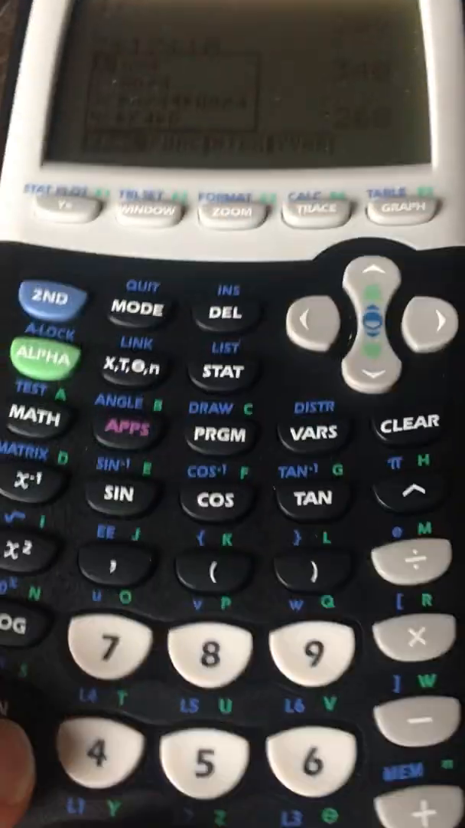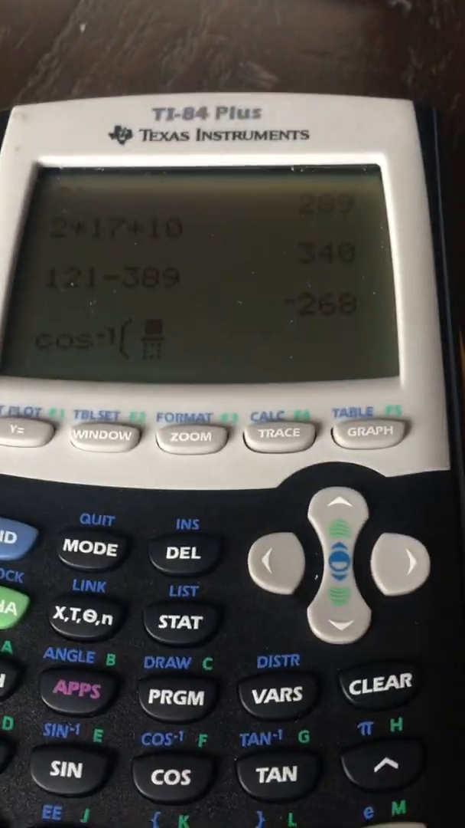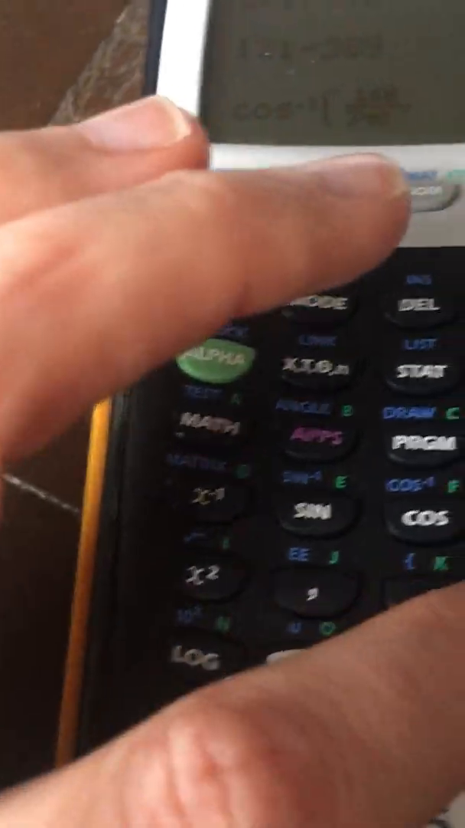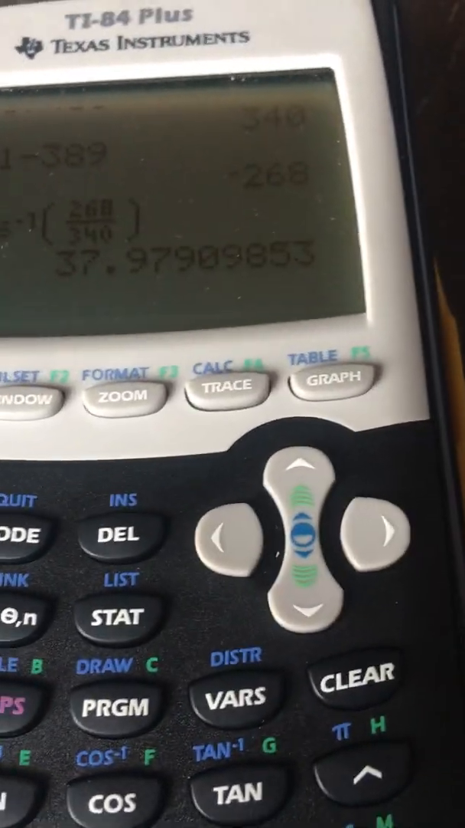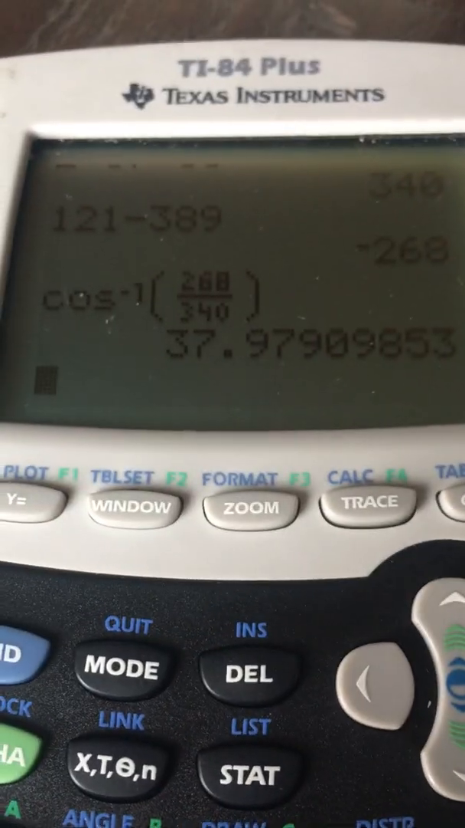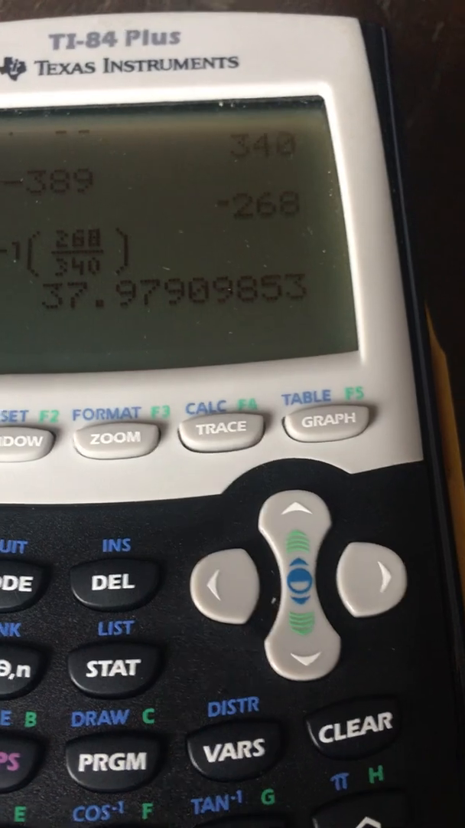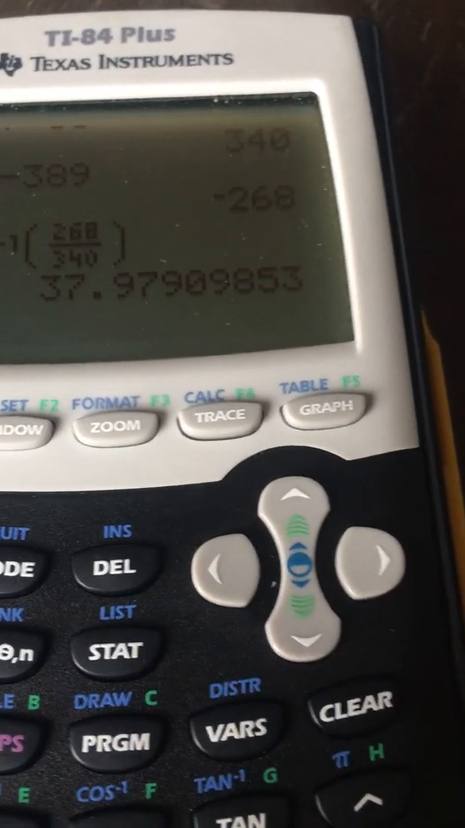Cosine inverse of 268 over 340. And then I am going to get the angle. Again, rounding to the tenths, I have to round up, so this is going to be 38 degrees. 38 degrees for angle A.